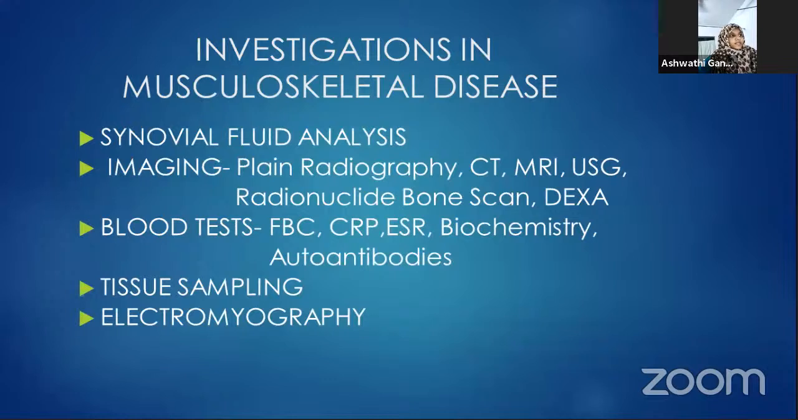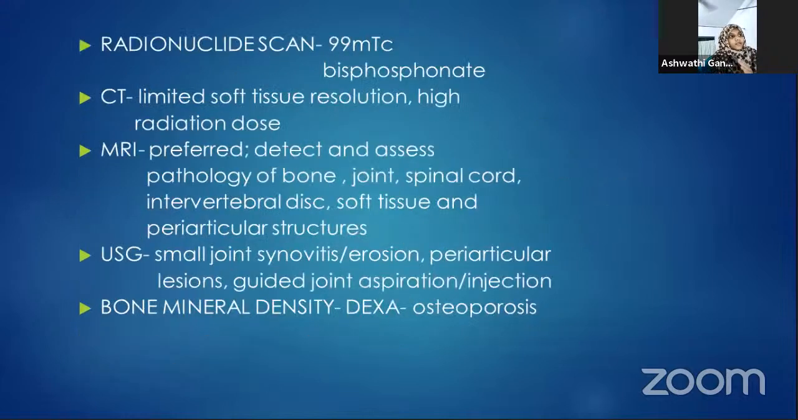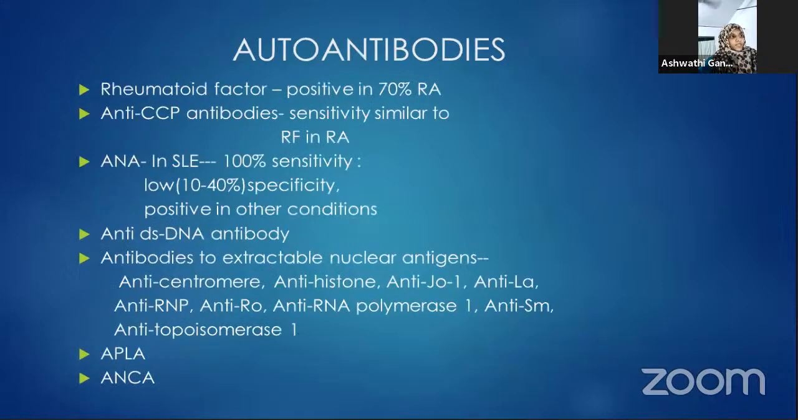Then autoantibodies. Rheumatoid factor is very commonly done. It is positive in 70% of rheumatoid arthritis. But the problem with rheumatoid factor is that it is not that specific. Anti-CCP antibodies have the same sensitivity but more specificity. In SLE, we do ANA. It has low specificity. Anti-double stranded DNA antibodies are used. Then antibodies to extractable nuclear antigens in many conditions. Anti-histone antibodies in drug-induced lupus. Then anti-Ro, anti-RNP, anti-centromere, anti-Scl-70, anti-topoisomerase. These are done in various conditions.